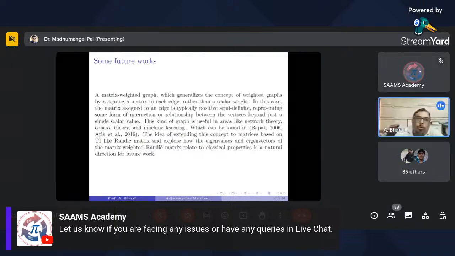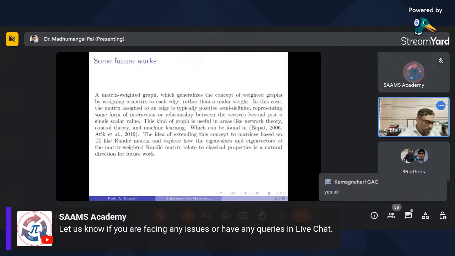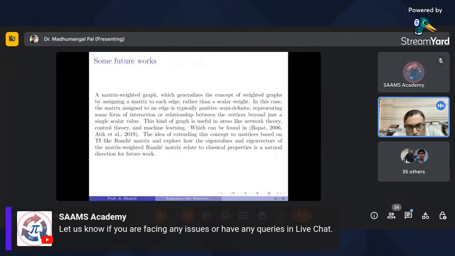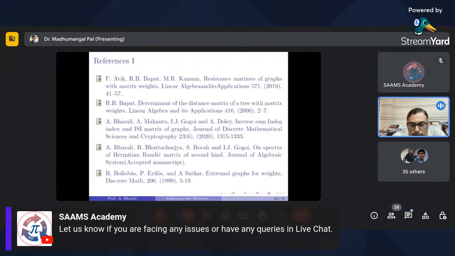So what is the future direction of this particular topic? The future direction of this particular topic is, I mean, there are many directions where we can move. As Ramana Sir has already mentioned, based on Somber, we have defined the Somber matrix. So for any index, we can always define a matrix.